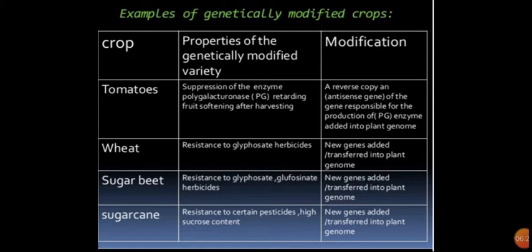The property involved is resistance to glyphosate herbicide. The modification is that new genes are added into the plant genome. Next is sugar beet. The property is resistance to glyphosate and glufosinate herbicide. The modification is that new genes are added or transferred into the plant genome. The next is sugarcane. The properties of a genetically modified variety are that they are resistant to certain pesticides and have high sucrose content. The modification is that new genes are added or transferred into the plant genome.